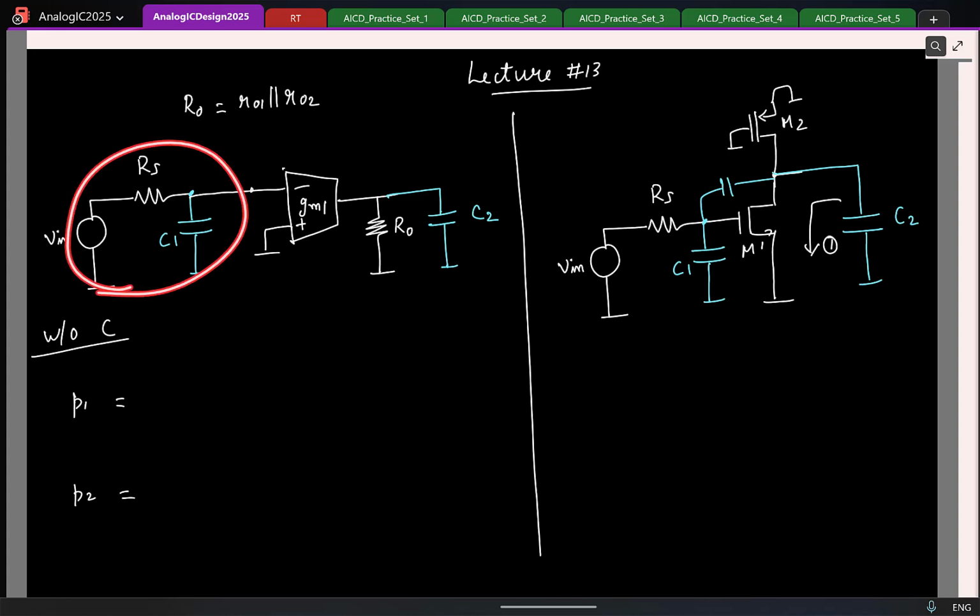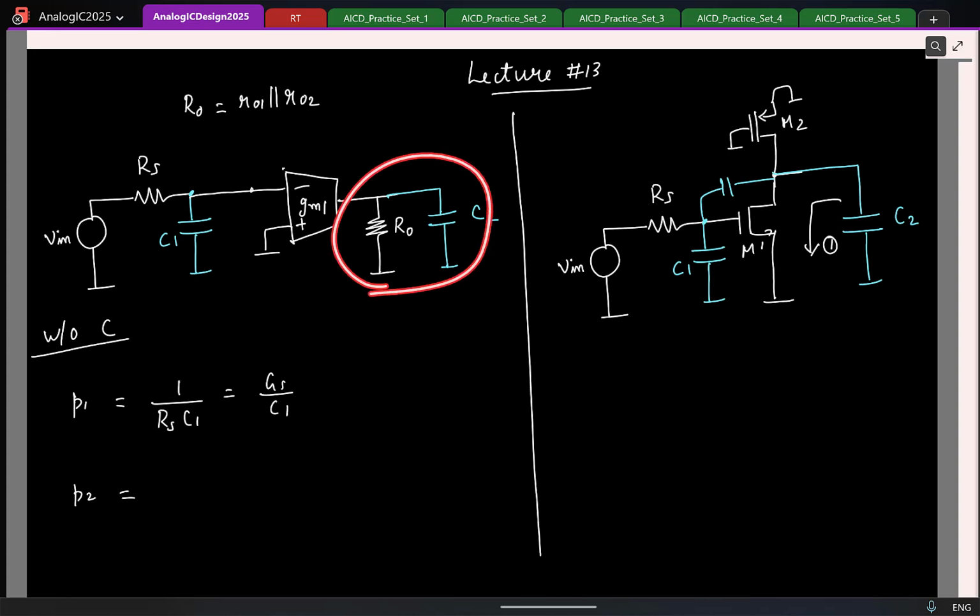This RC section gives rise to a pole at 1 by Rs times C1. I'll write it as conductance Gs by C1. Similarly, what can you say about the pole contributed by this RC section? Yeah, 1 by R0 times C2. I'll call it the output conductance G0 by C2. Same.